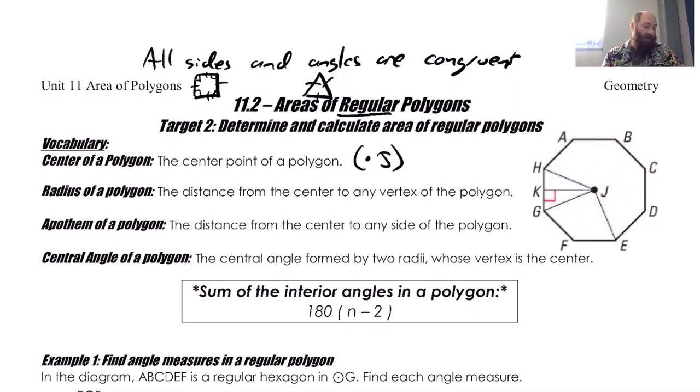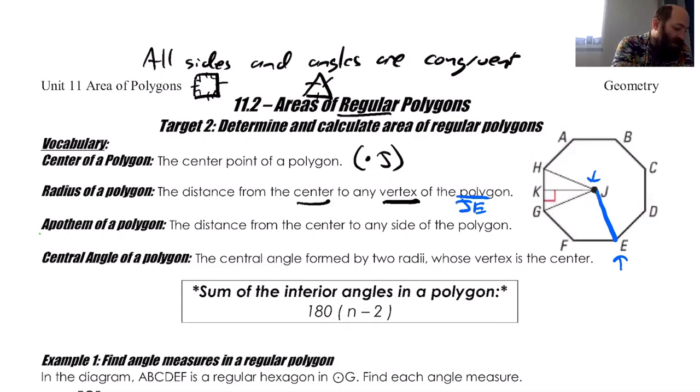The radius of a polygon is the distance from the center to any vertex of the polygon. So if I look at this diagram here, there's a couple of them, but I'll go with JE here. Segment JE would be a radius because it's going from the center to a vertex.